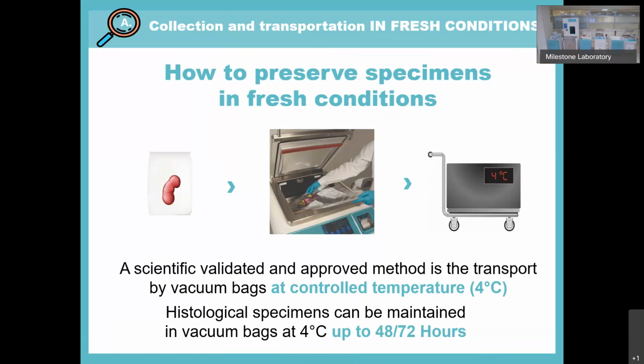The most resistant tissues, like a breast resection, for example, can last up to 72 hours. The importance is to maintain the entire vacuum bag at 4 degrees Celsius. And the vacuum is a good method to speed up the refrigeration of the biospecimen and the preservation from the surrounding environment.